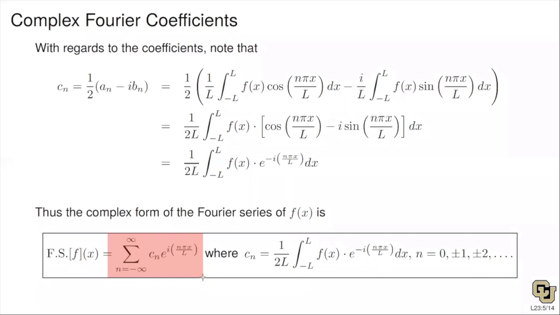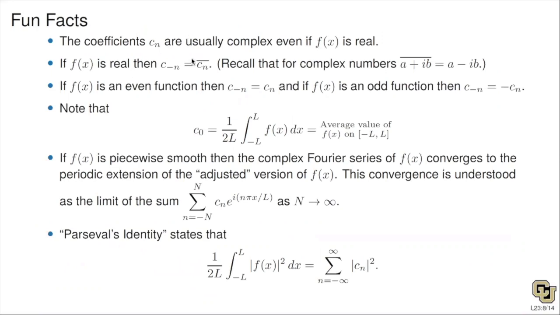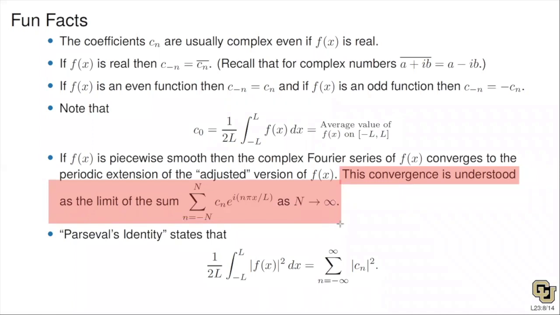So one point I would like to make about this complex Fourier series, I mentioned this minus infinity to infinity type form. It's very important that we interpret what that means. And so I've added this extra statement here to this fun fact slide, that the series that we're looking at that goes from minus infinity to infinity should be interpreted in this form.